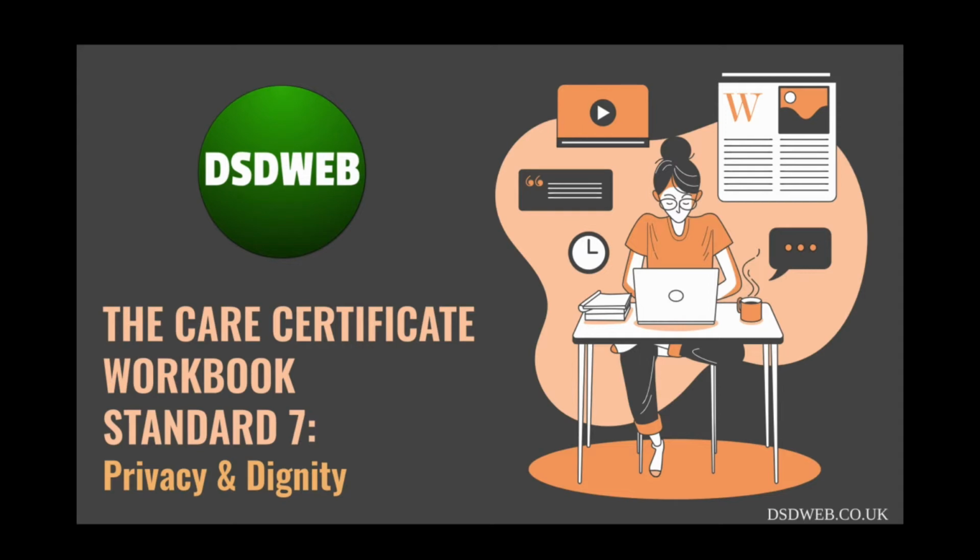In this video, we will be looking at Standard 7, Privacy and Dignity. This standard expands on what we learned in Standard 5 about working in a person-centred way, with particular attention being paid to the person-centred values of privacy and dignity. We will explore what these values mean and how they can be integrated into your day-to-day practice, as well as looking at the importance of informed choice and active participation.